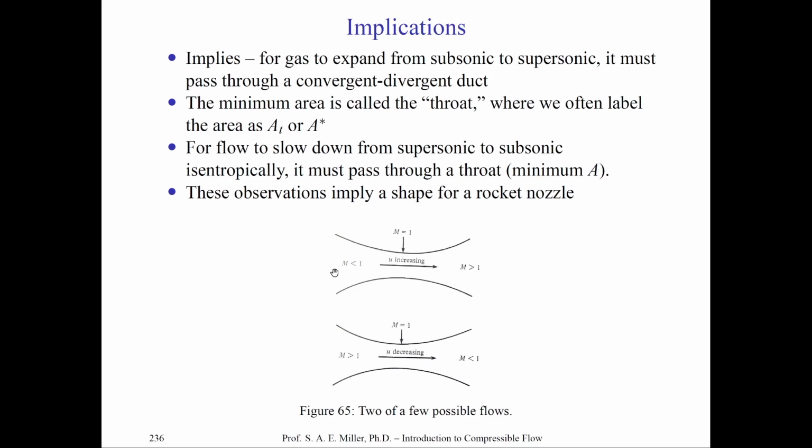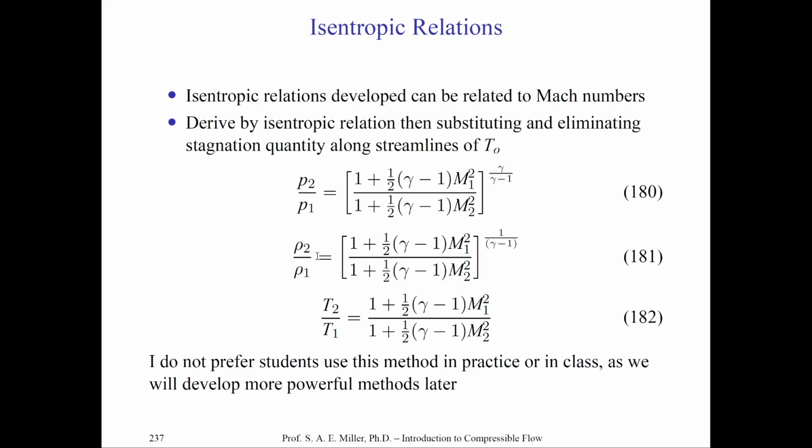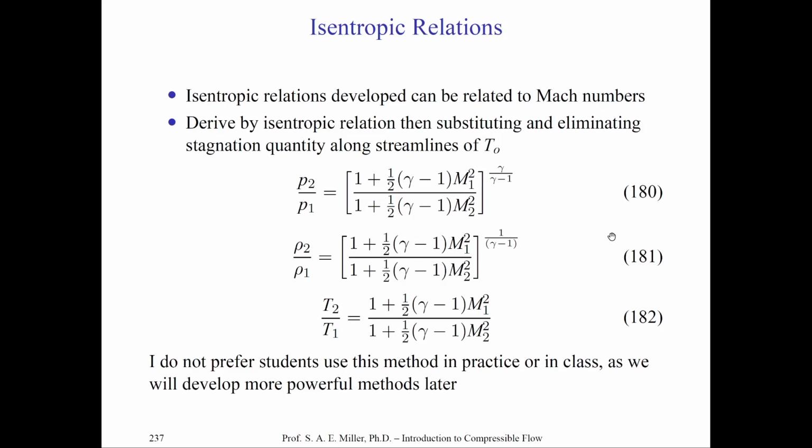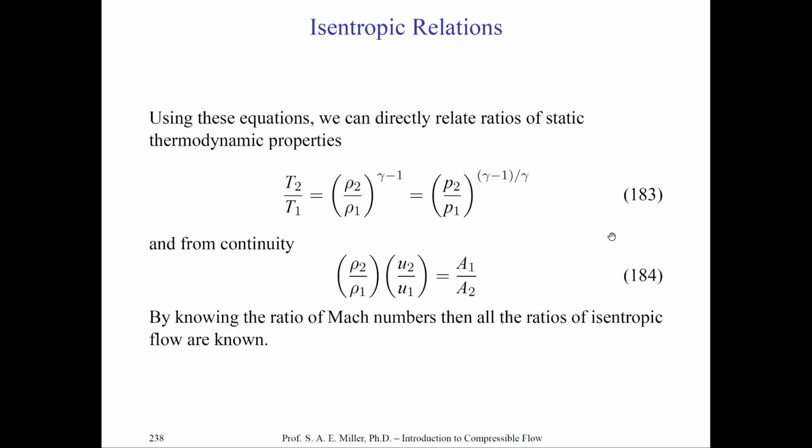If you know, for example, the Mach number at 1 and 2, you can find the ratios of P2 over P1, rho 2 over rho 1, and T2 over T1, which are the ratios of the static thermodynamic values at the outlet and inlet of the stream tubes, respectively. We'll show their derivation later in the class. What might be interesting to you is that we can actually reduce these equations to ones which we found earlier, which are related to, of course, the classical thermodynamic static properties.